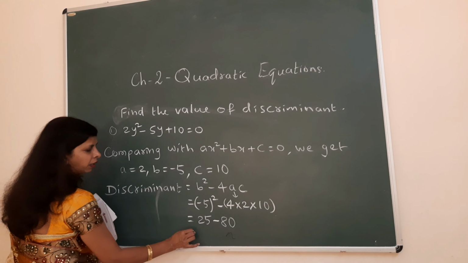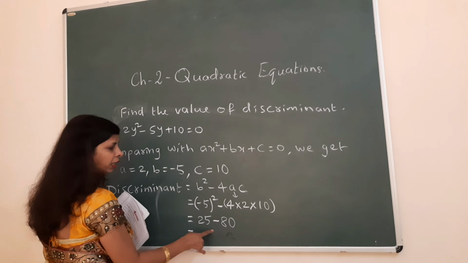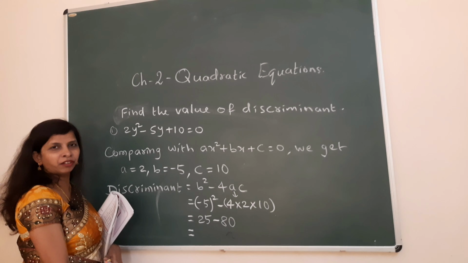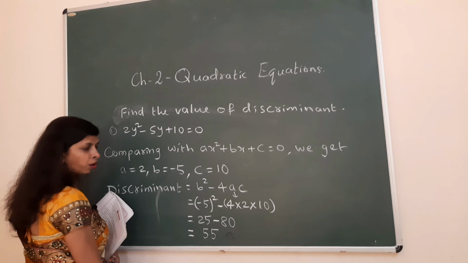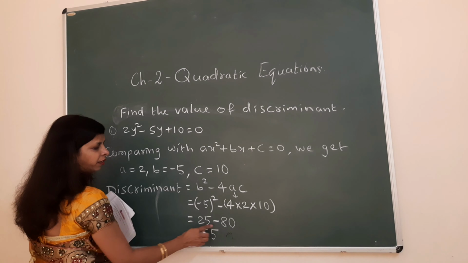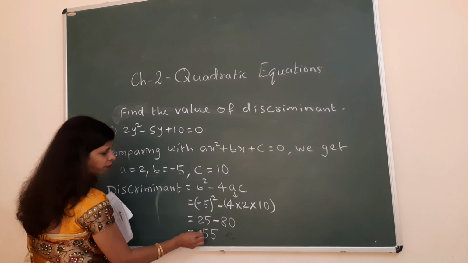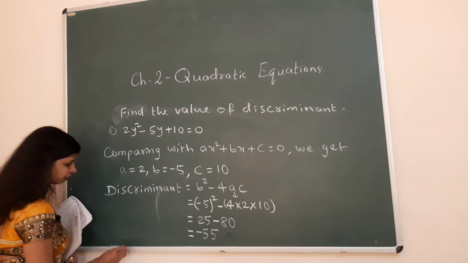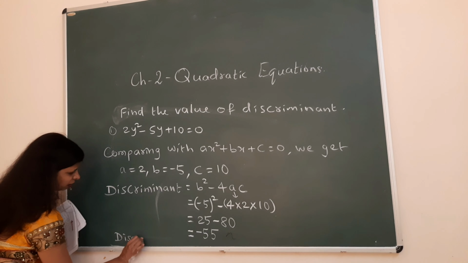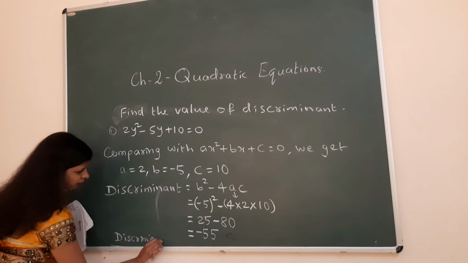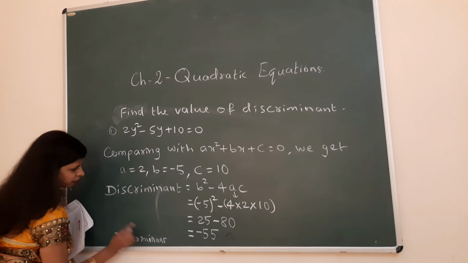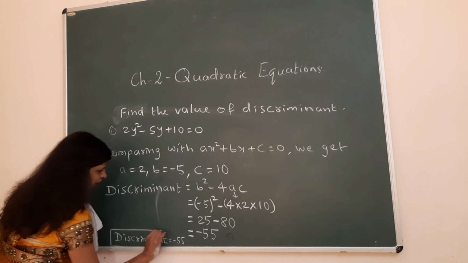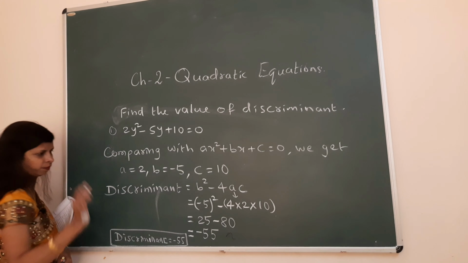Be careful about the sign. 25 minus 80 is, you subtract 25 from 80, that will be 55. But what about the sign? Which number is greater? 80 is greater, so you put minus 55. Make a habit of writing the answer as discriminant is equal to minus 55. Draw a box. That's it.